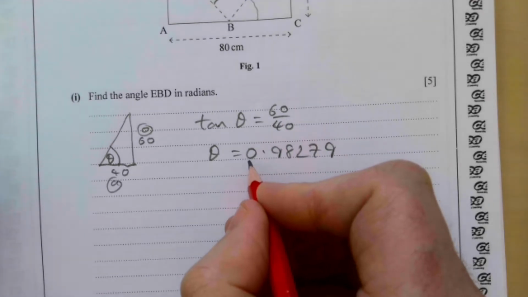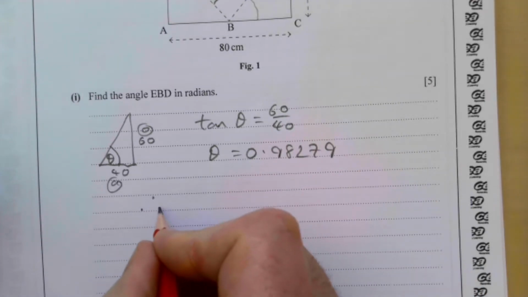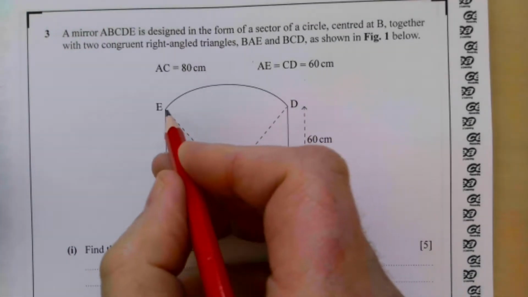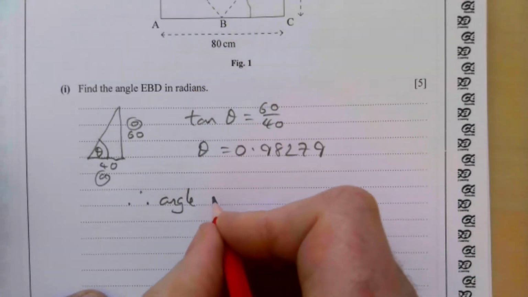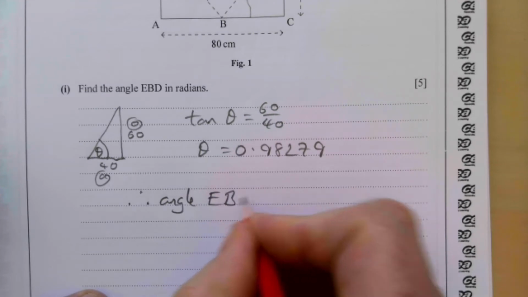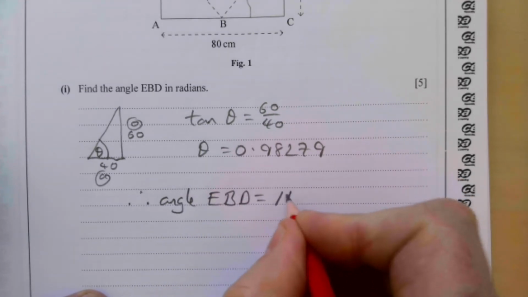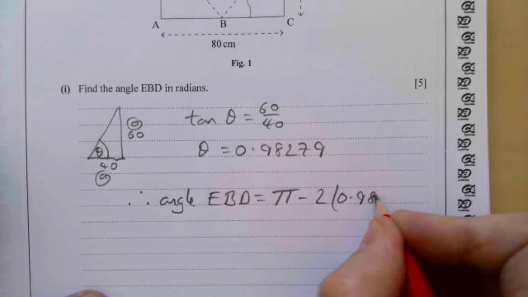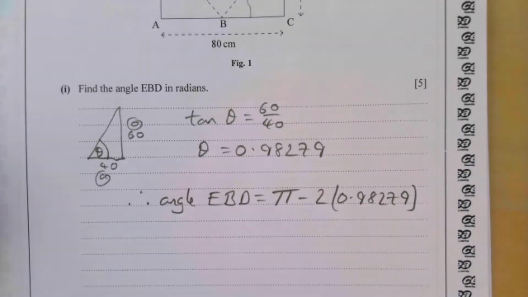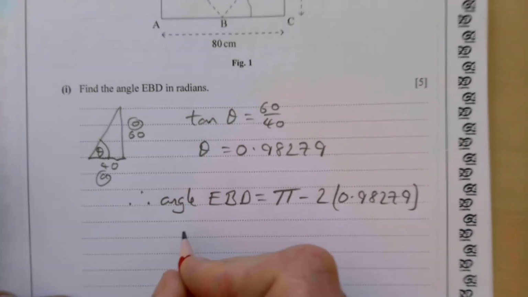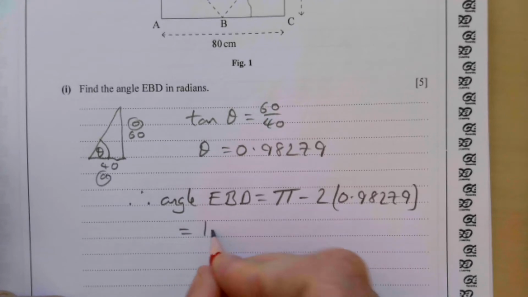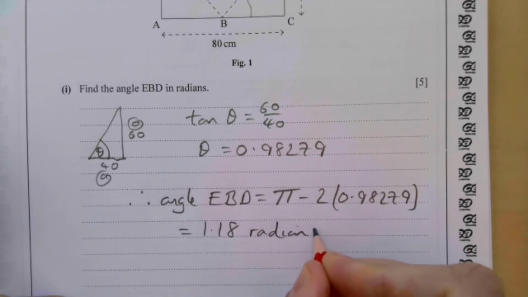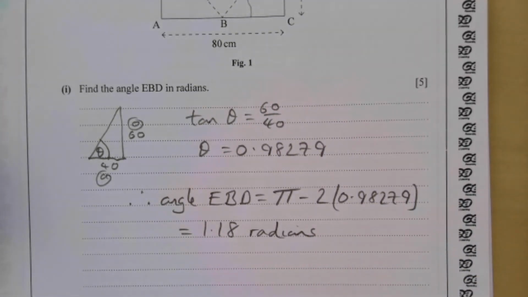So therefore our angle EBD is going to be pi take away 2 upon 0.98279, and that gives us then 1.18 radians, giving our answer then to 3 significant figures.